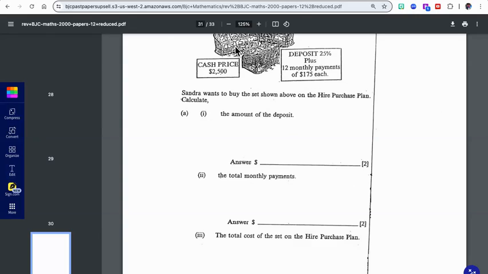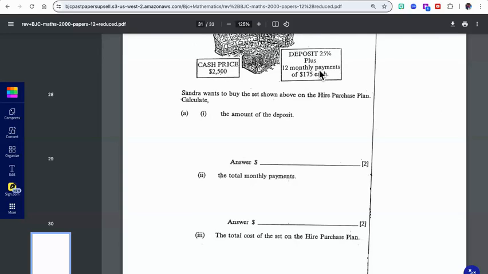So I don't want you to give me the actual amount. I want you to tell me which number is representing the deposit. You can type it in the chat. Which number is representing the deposit? Thank you. The 25%. So the 25% is representing the deposit.